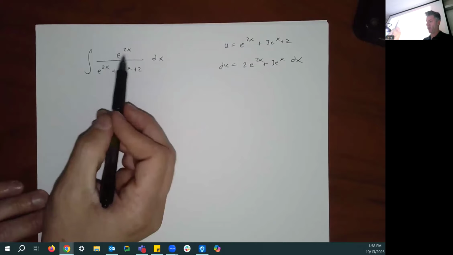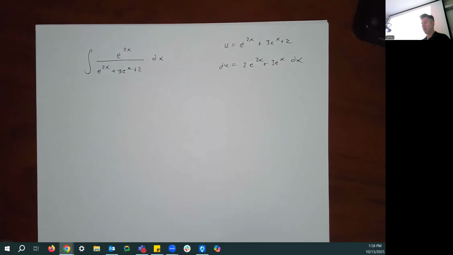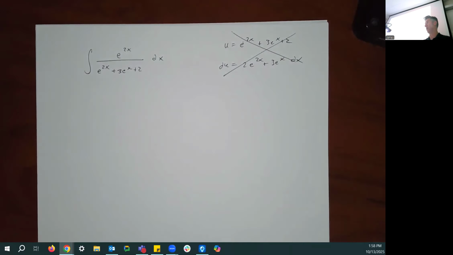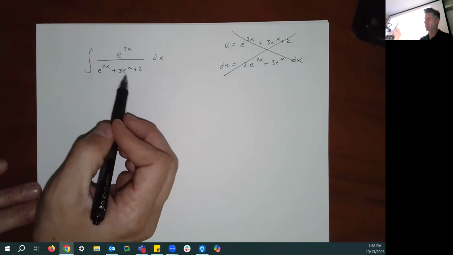That's not going to help me because I've only got that. And even letting u equal just e to the 2x is not going to be the right choice here because you're going to have this leftover e to the x here, which is a problem.